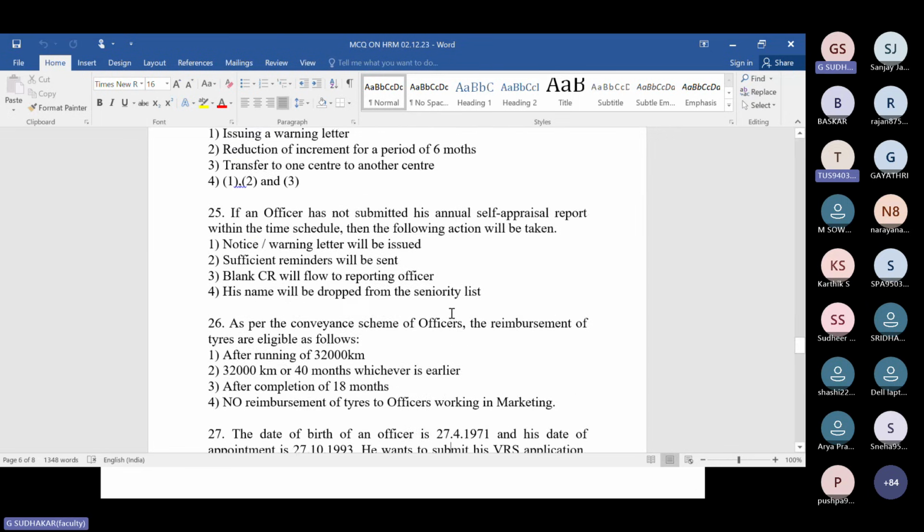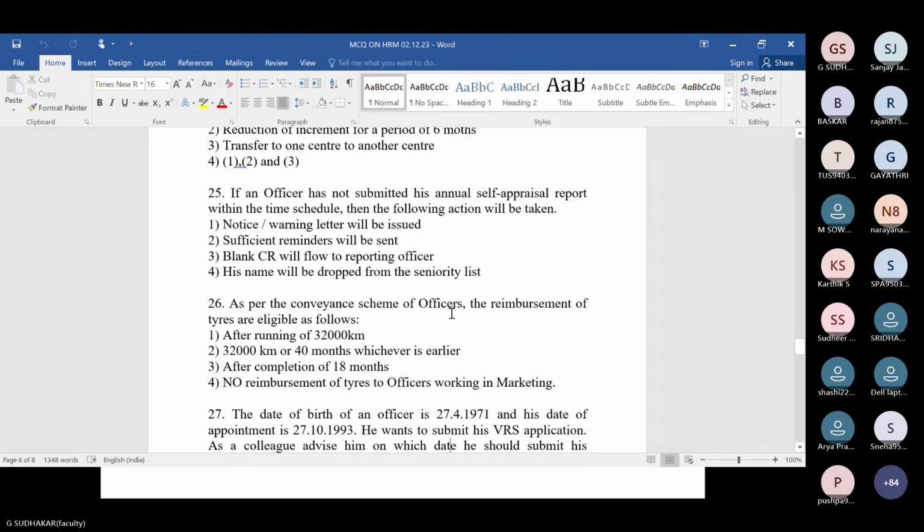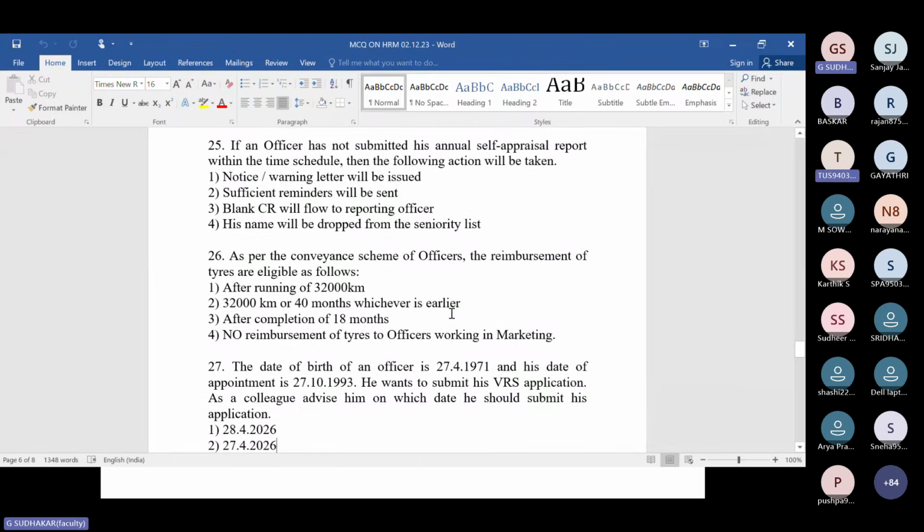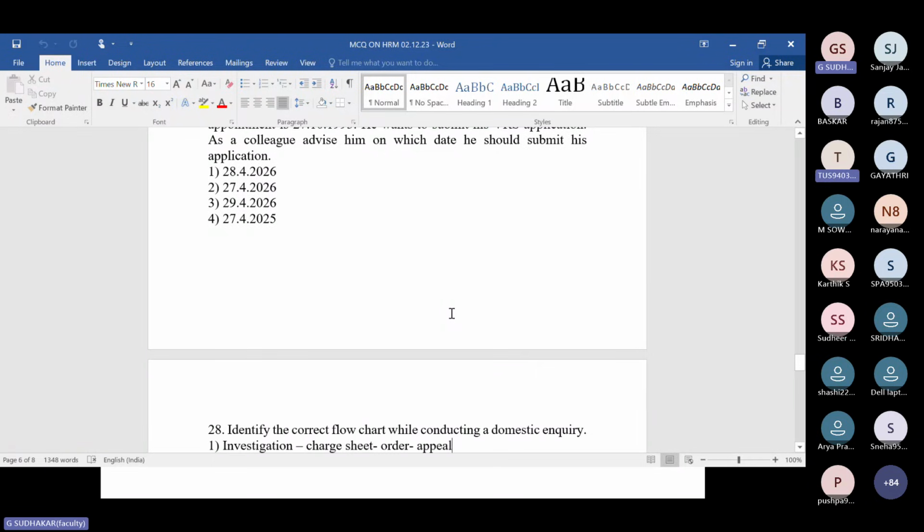Okay, 25. 3, sir. Good. Blank CR will flow to the reporting officer. That is the correct answer. 26. 2, second. Good. Or 40 months, whichever comes earlier. So this is a tricky question. 27 is the tricky question. Read well and answer correctly.